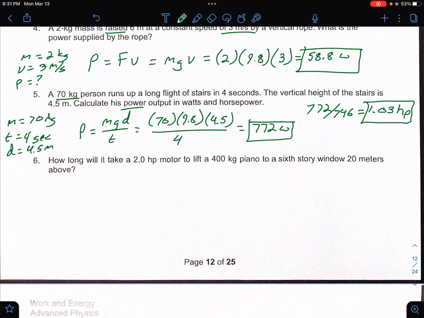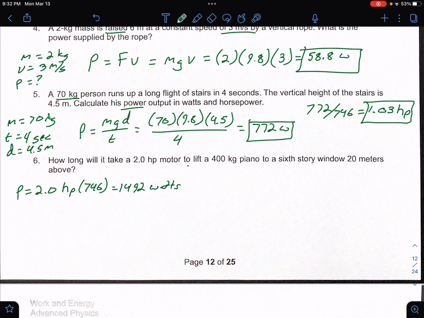How long will it take a 2 horsepower motor? I gave you power, but it's in horsepower. We cannot use horsepower because your equation has to be in watts. If you want to fix that, take that 2 horsepower and multiply it by 746 because that's how many watts are in 1 horsepower, which would be 1,492 watts. Sorry, my 14 kind of looks rough there. So you cannot use horsepower. You have to be in watts. Watts only.